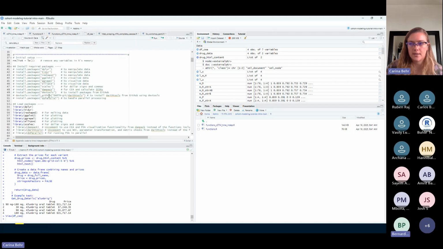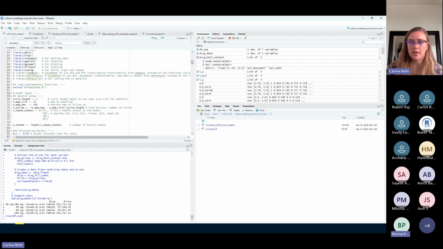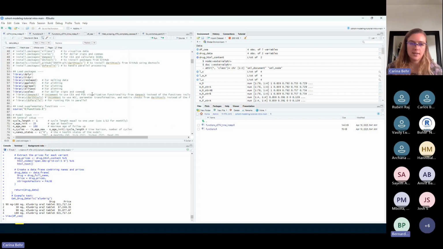So for now, you can stay in the script, run the code, and make sure that you have all the packages installed. There will be warning messages in the beginning, but as long as there are no errors, you can answer all the questions.